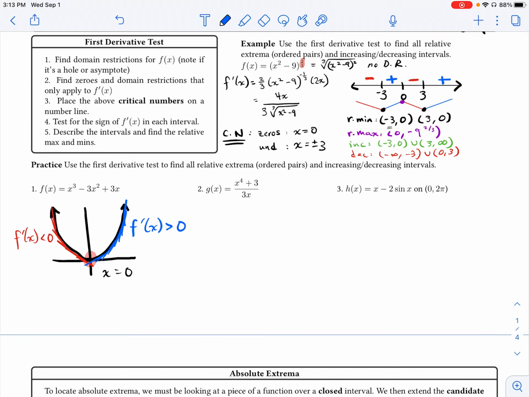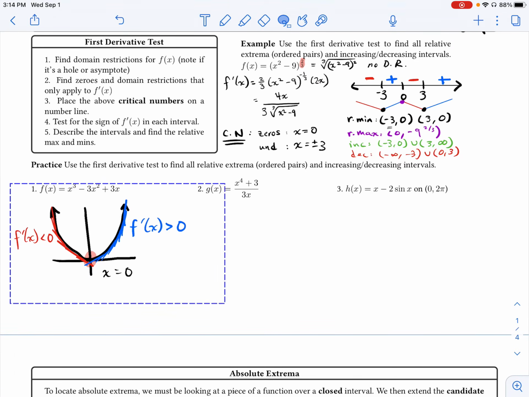So we can see here that there's been a change in behavior. Whenever there's a change in behavior, that is a prime candidate for where there may be a relative extrema. In this case, we have a relative minimum. Here it's relatively the lowest place compared to the points immediately before and after.